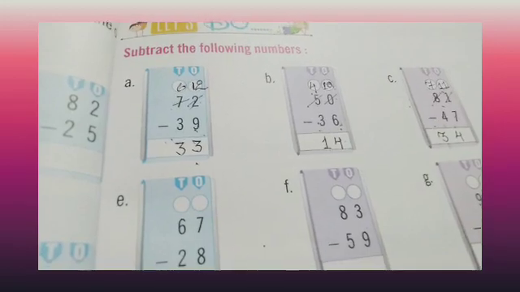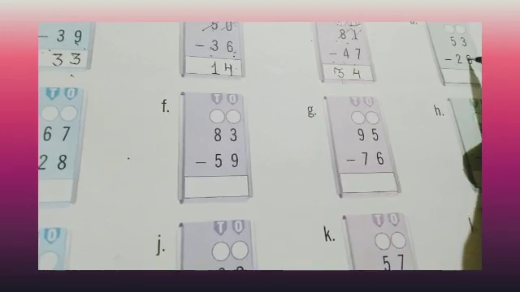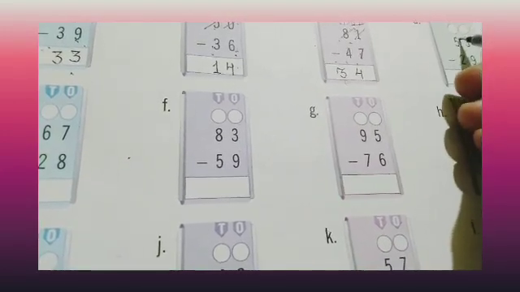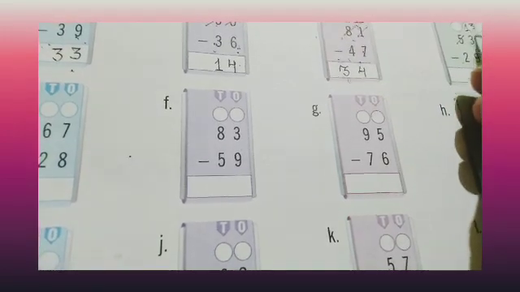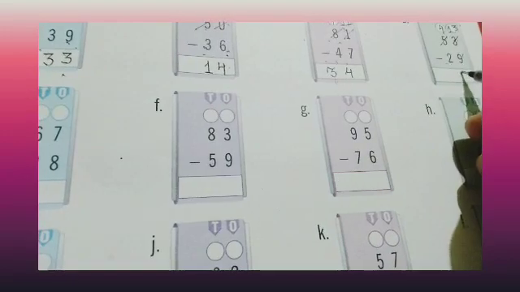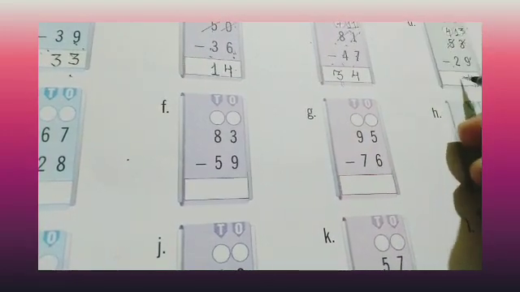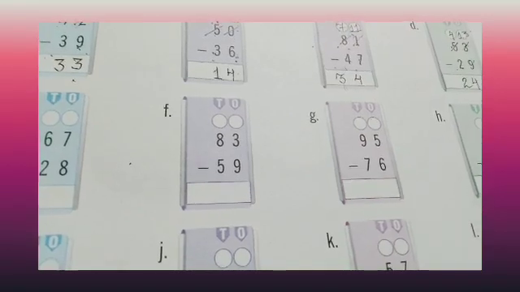Okay. Now part D, 53 minus 29. So 3 minus 9 is not possible. So we will borrow 1 ten from 5 and 3 becomes 13 and 5 becomes 4. Now 13 minus 9: 10, 11, 12, 13. So 13 minus 9 is 4. Now 4 minus 2 is 2. So 53 minus 29 is 24.